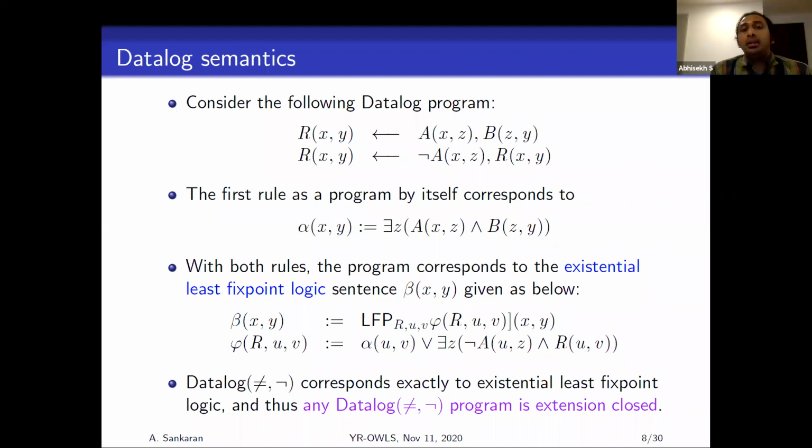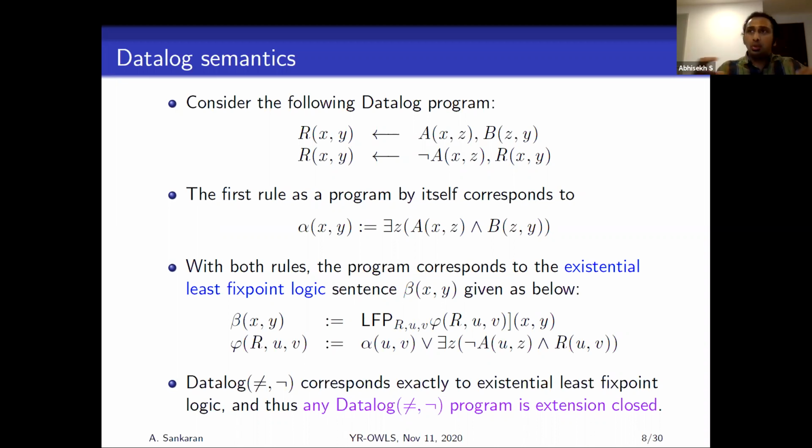So the first rule basically corresponds to the program as I just mentioned here: there exists Z, A, and B. If you take both of these rules together, then this program corresponds to an existential least fixed point logic sentence, which is given as below. So you just try and unpack this. The second rule is basically saying negation A and R, but then that R can itself be unpacked again as negation A and R again, and so on. Eventually you'll hit the base case, which is A and B.